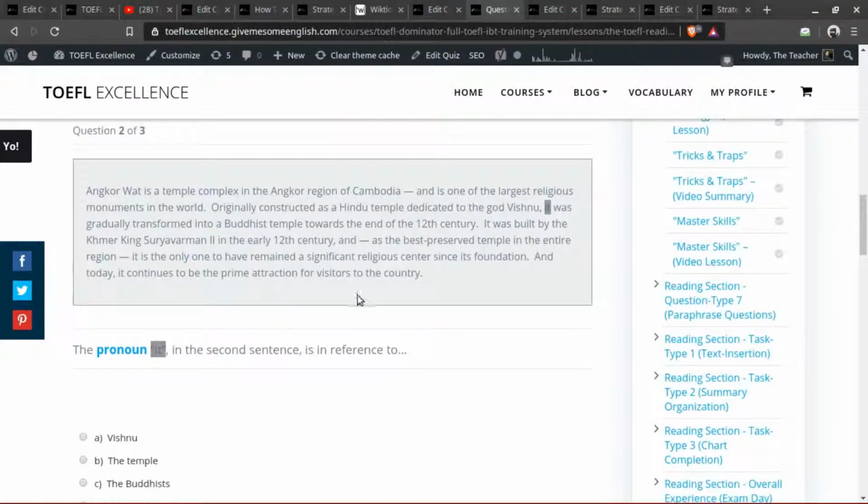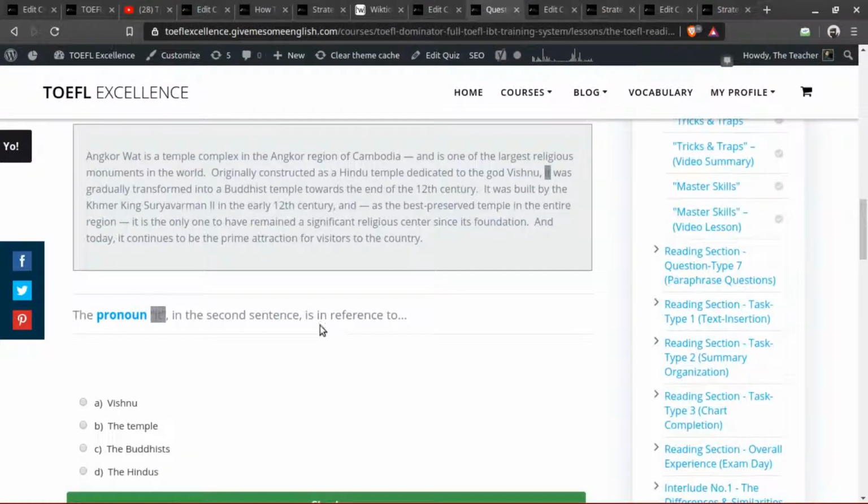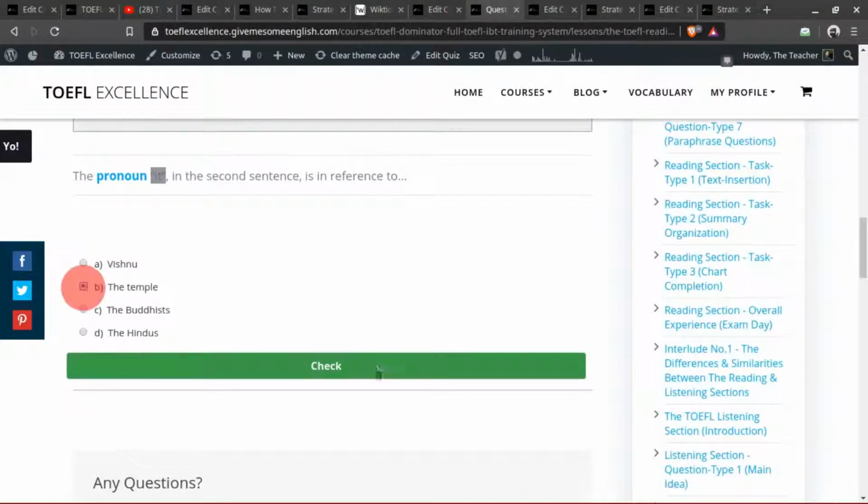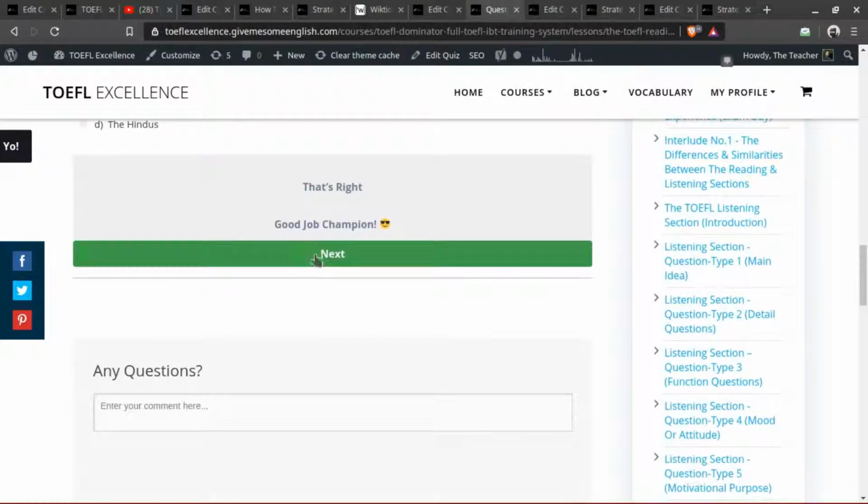All right, good job. The next one, the pronoun it in the second sentence is in reference to what? Originally constructed as a Hindu temple dedicated to the god Vishnu, it was gradually transformed into a Buddhist temple. Well, here we have another form of the sentence where we have the comma after the introductory statement, and then everything after the comma is describing exactly what they said here. So we're not talking about the god Vishnu, because the god Vishnu was not transformed into a Buddhist temple. The Hindu temple was transformed into a Buddhist temple. So, what do we have here? The temple. All right. Good job.